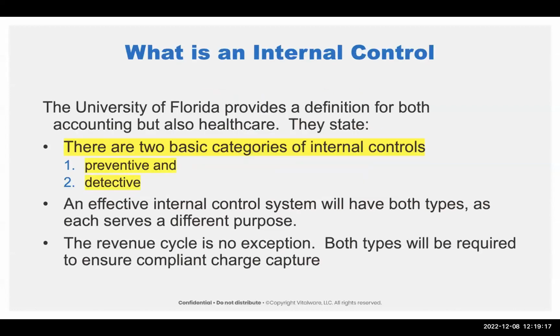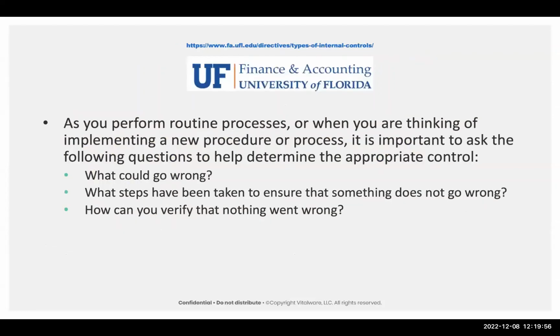First of all, we're going to talk about what internal control is. I use the University of Florida, and all credit goes to them, for their accounting for healthcare. There are 2 basic categories of internal controls, and these transition very well over to healthcare. One is preventative internal controls, and the second one is detective internal controls. An internal control system must have both types. It's not an either-or, and they serve different purposes. The revenue cycle is no exception. In fact, it's a great place to look at this. Both types are required to ensure compliant charge capture.